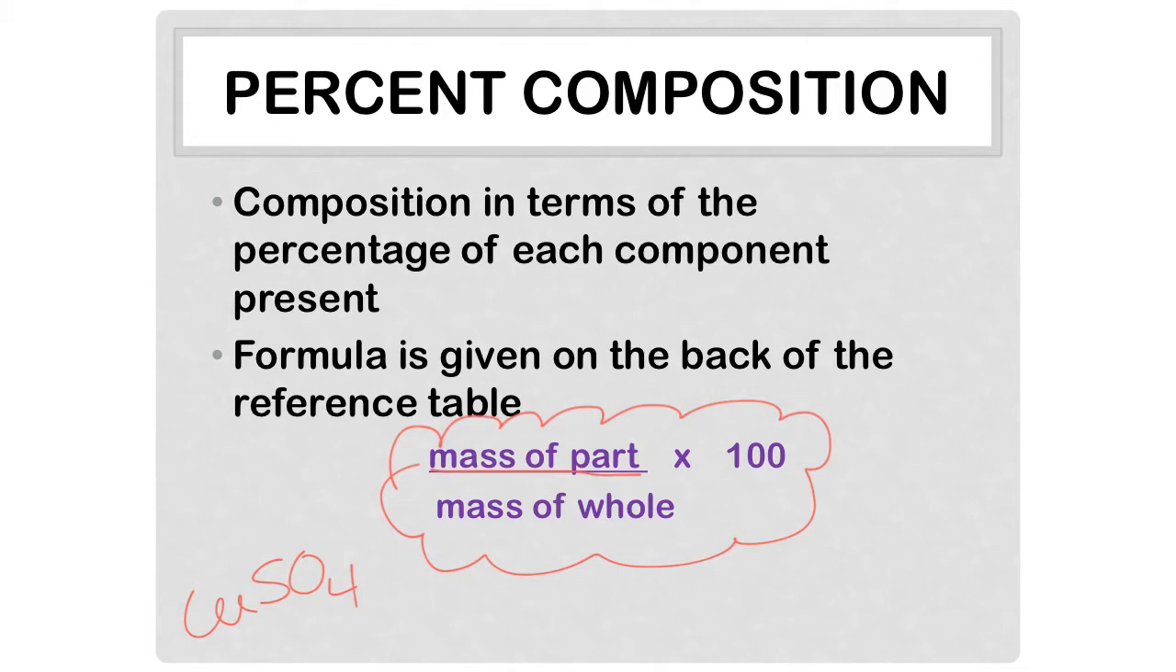Or the second way we will use this formula is with lab data. So let's say we did a lab where we had a mixture of sand, salt, and iron, and we wanted to know what percentage of the mixture was iron. We would take the mass of the iron over the mass of the entire mixture times 100.